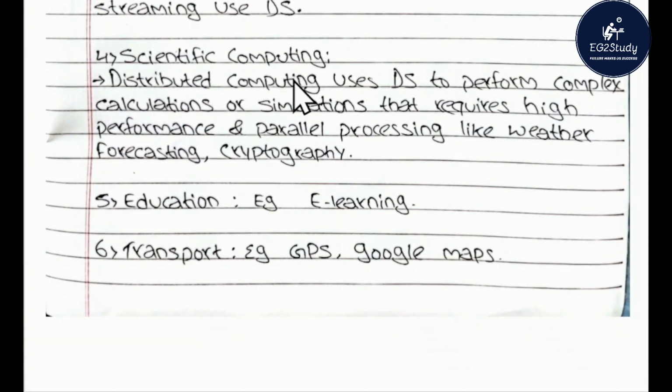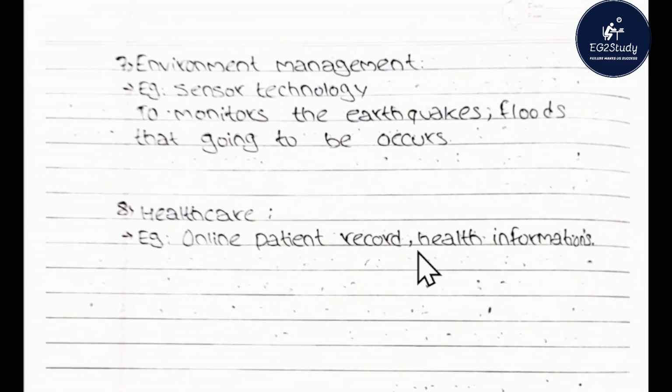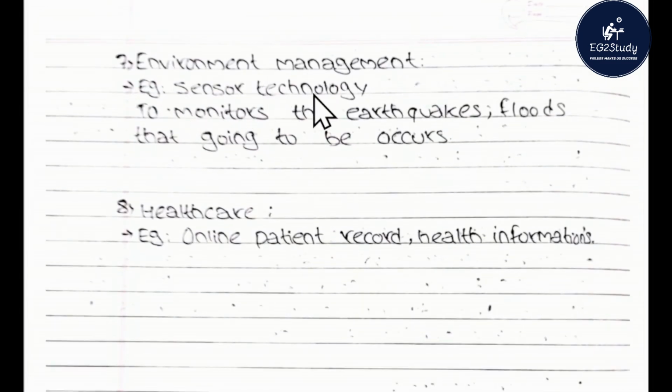Scientific computing. Distributed computing uses distributed systems to perform complex calculations or simulations that require high performance and parallel processing, like weather forecasting and cryptography. Distributed systems can be used in education such as e-learning. It can be used in transport such as GPS and Google Maps. Environment management such as sensors. Distributed systems can be used in sensor technology to monitor earthquakes and floods that are going to occur in the near future. Healthcare, such as online patient records, health information, and so on.